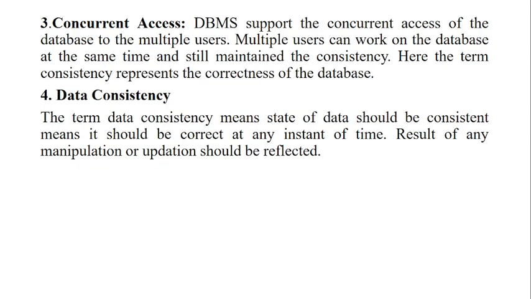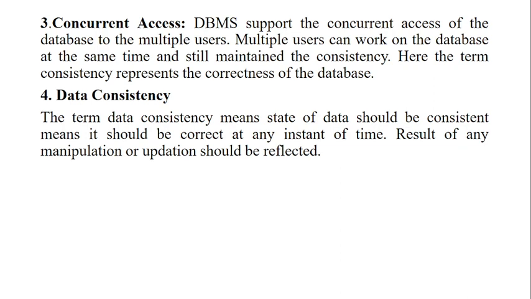Third one is concurrent access. DBMS supports concurrent access of the database to multiple users. Multiple users can work on the same database at the same time and still maintain the consistency. Here the term consistent represents the correctness of the database. Concurrent access refers to using the same database by multiple users at the same time.